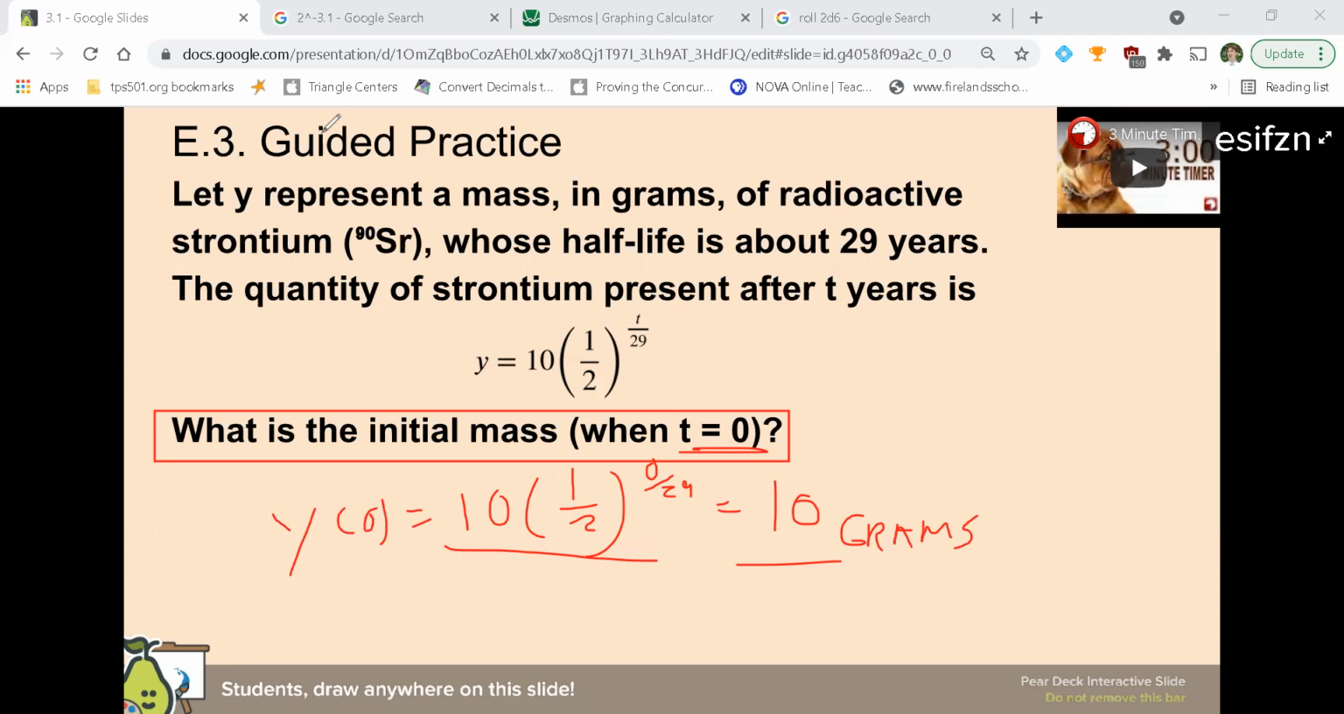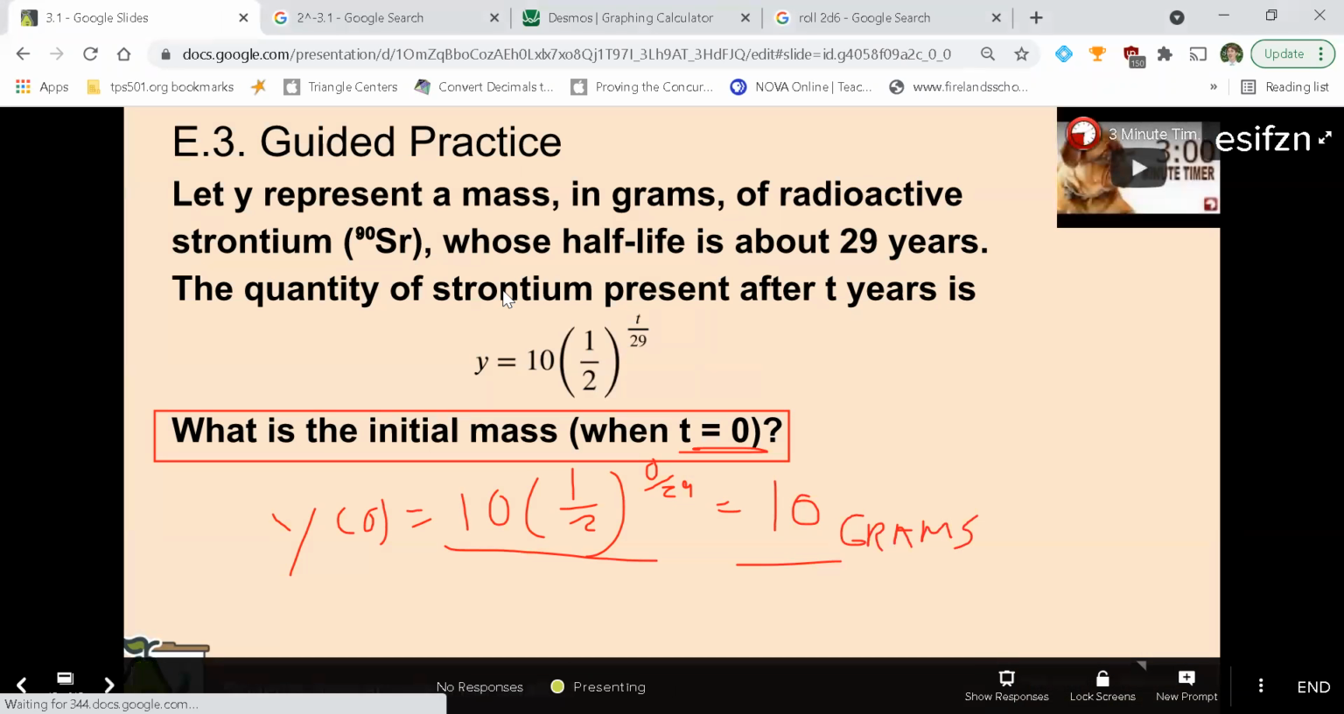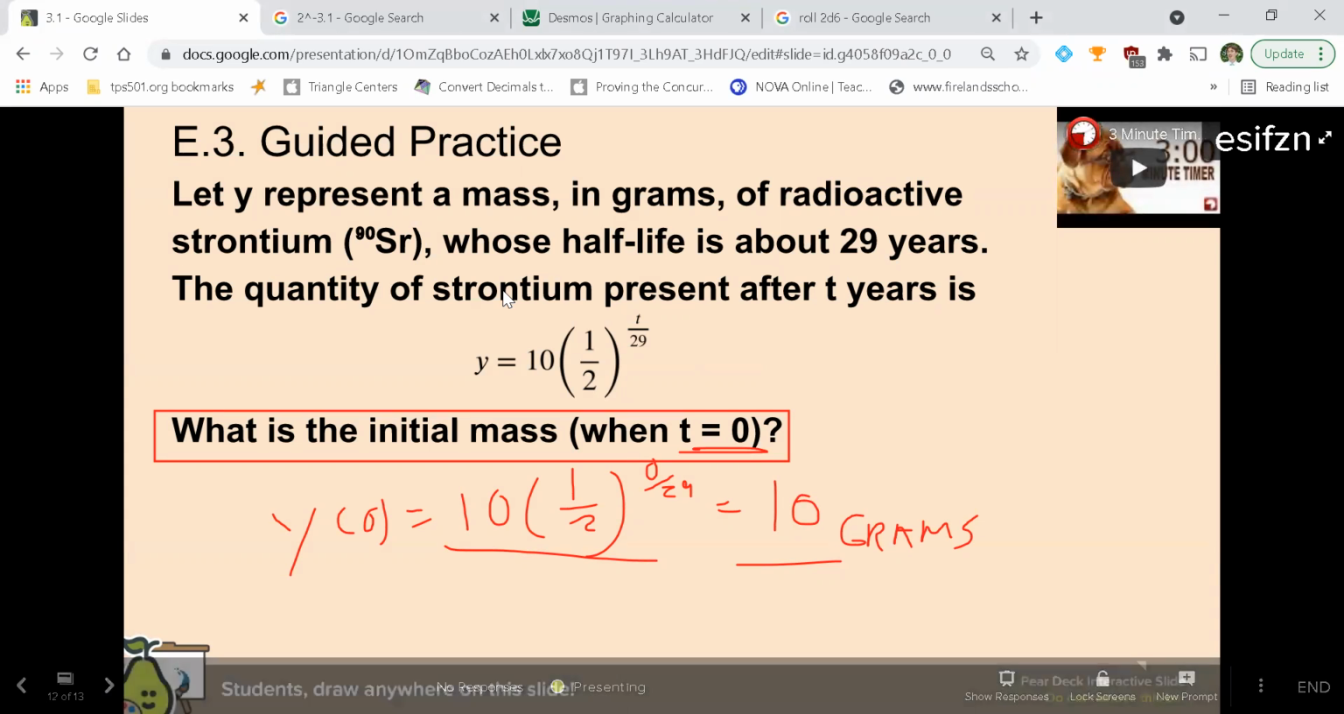I think there's another one that gives another context like that, where it's just asking you to plug in a number. Don't let them spook you.